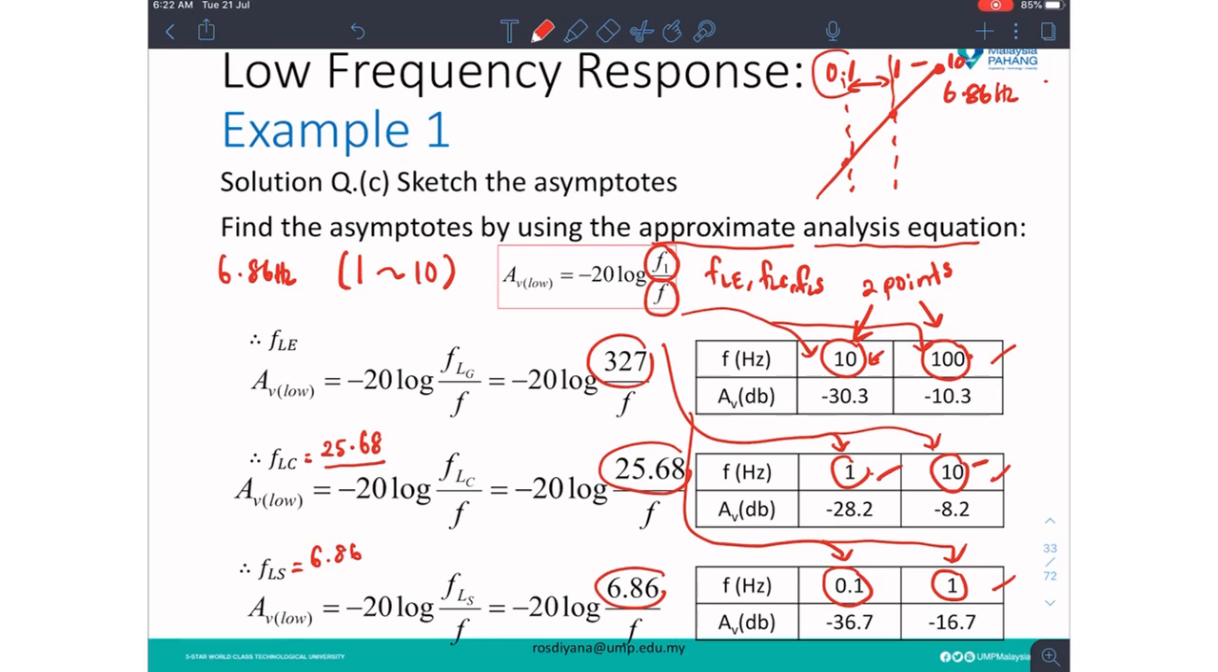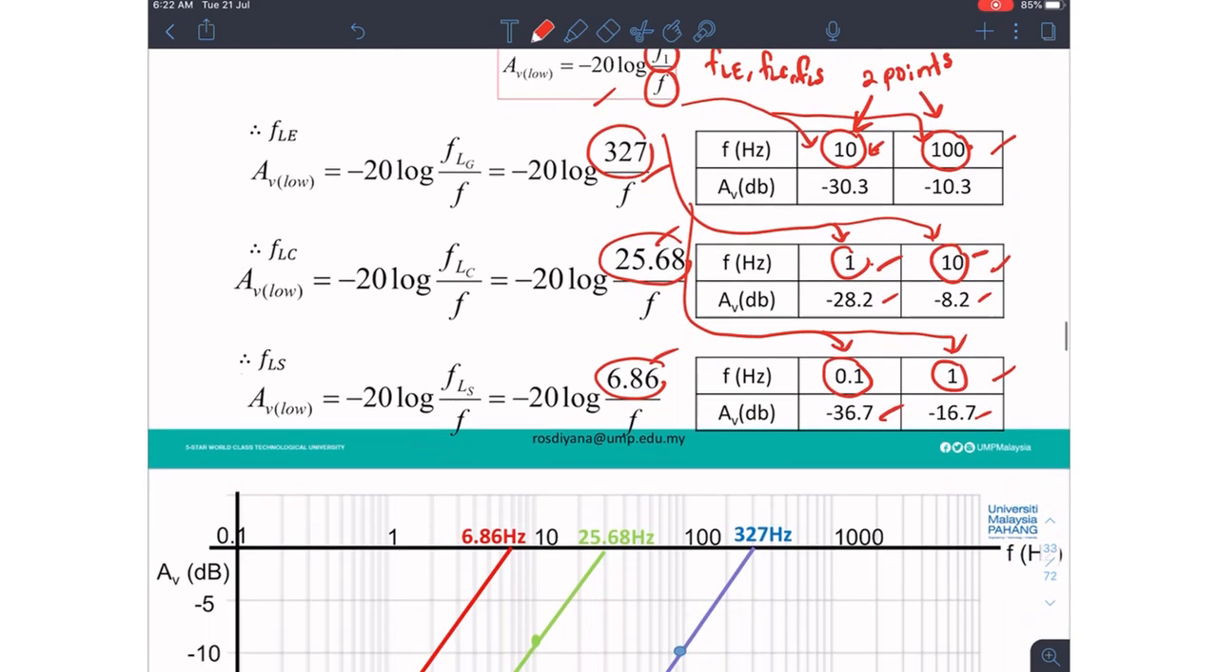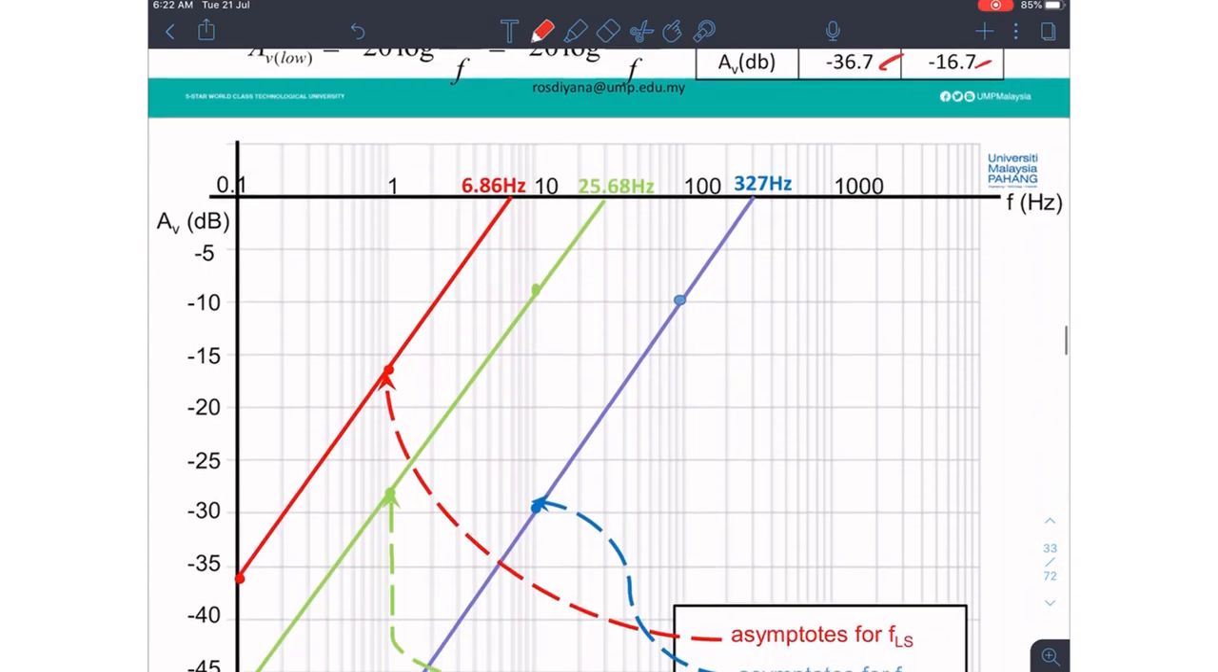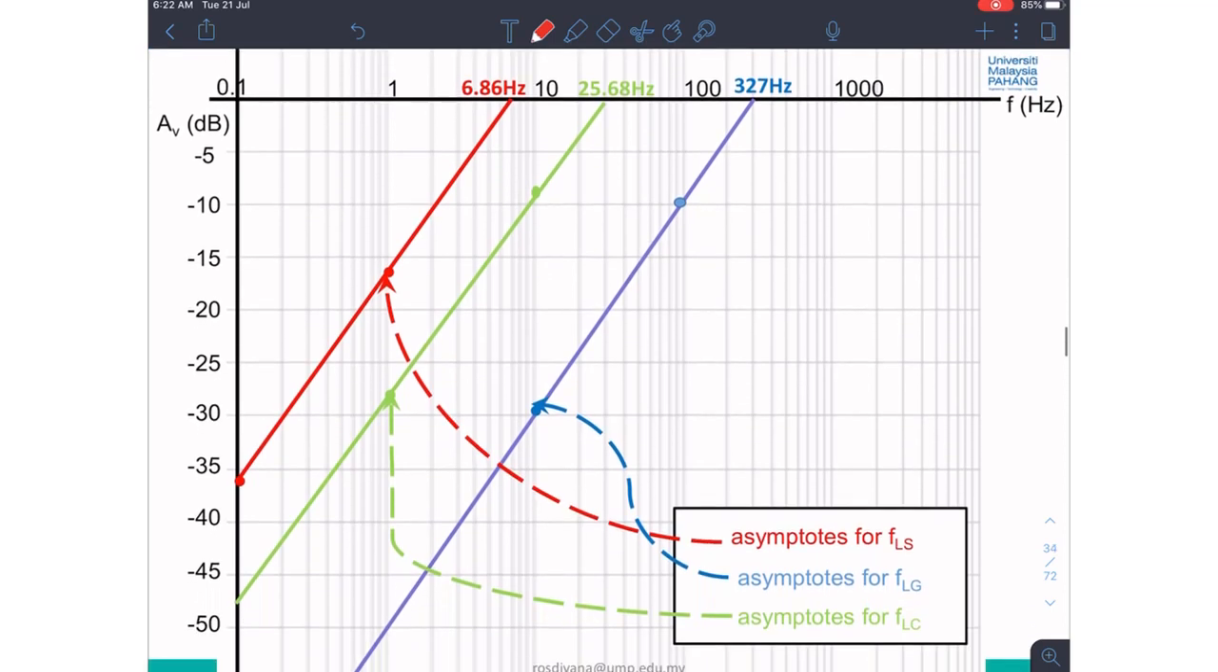Now once you set this value, you just calculate directly using this equation. By using this formula and this formula, you get this value. After that, plot these 2 points on the graph.